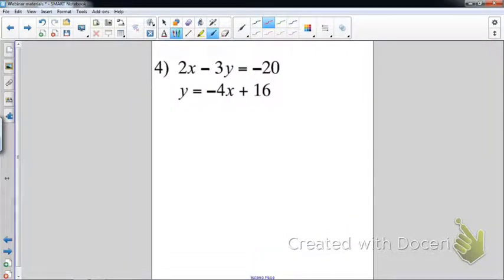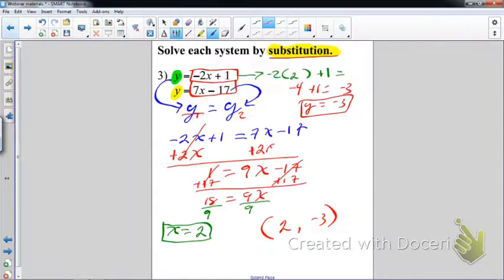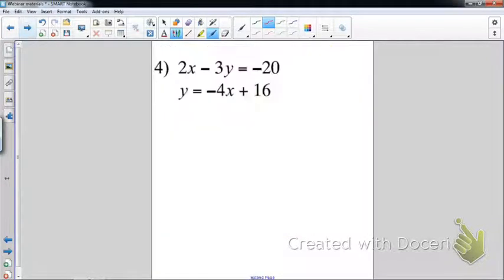Question number 4 is a little different than the previous one, because in the previous one, both of the equations were solved for y. As opposed to number 4, where only one of the equations, or one of the lines, is solved for y, which is perfect for us, because what does that mean? That means that I get to substitute what I know about y into my first equation. So instead of putting y here, I'm going to substitute everything that I know about y, as you can see, and then I get to just do PEMDAS, or combine like terms, and then solve for it.